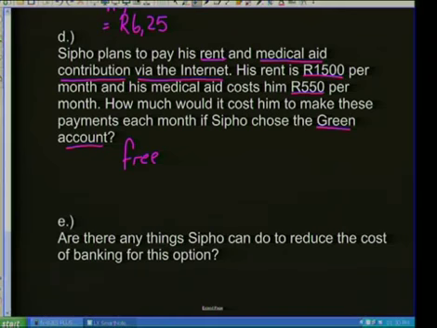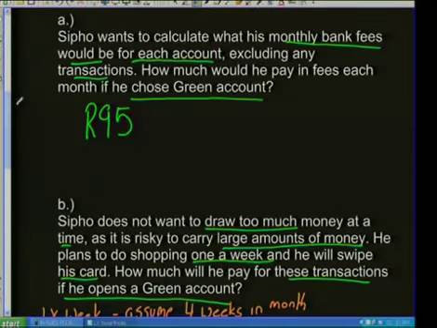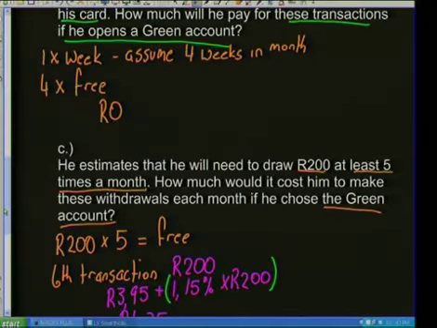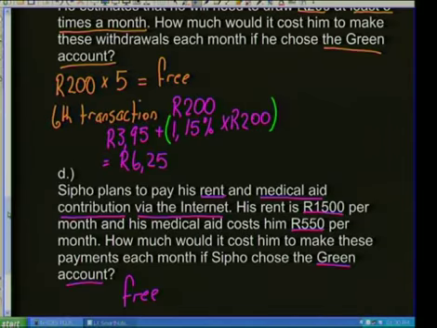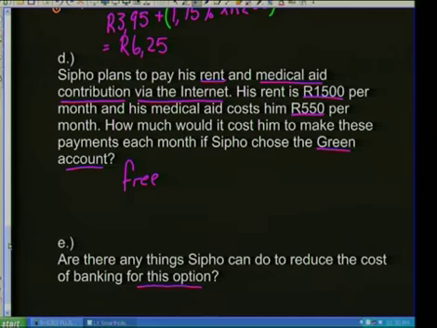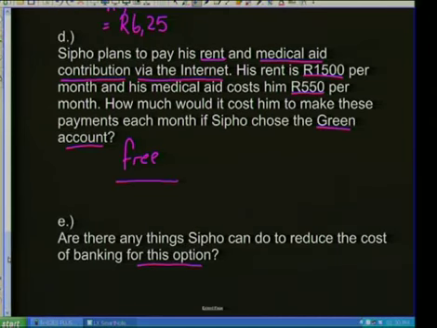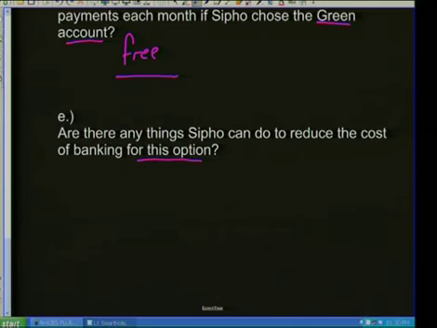Is there anything Sipho can do to reduce the cost of banking for this option? Well, in actual fact, if we have a look at his banking, he's paying 95 Rand, and pretty much he's not paying for his shopping once a week. He's paying very little. If he keeps it under 5, then he's not paying for that either. And his rent and his electronic transfers are free. So is there anything that he can do to reduce his account?